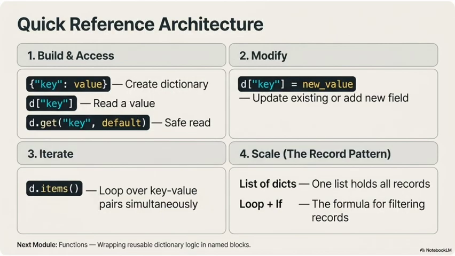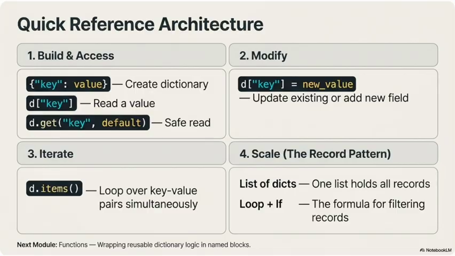Build and access. Key-value pairing creates a dictionary. d[key] retrieves a value. dictionary.get(key, default) reads safely. Modify: dictionary[key] = new value updates an existing field, or it adds a new one. Iterate: dictionary.items() loops over the key-value pairs simultaneously, the gold standard method.